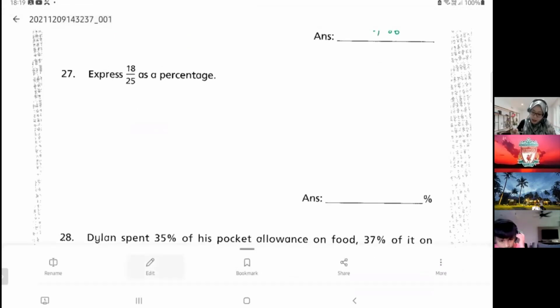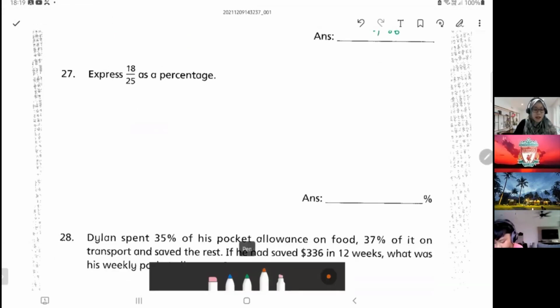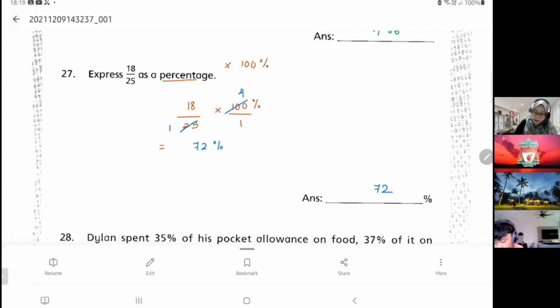Express 18/25 as a percentage. Okay, so as a percentage, as I told you, you must times 100%, right? As a percentage. So 18/25 times 100% equals to, so you go crosswise first, right? This one and this one divide by 25, you get this. Then 18 times 4, you get 72%. That's my answer. Okay. Next.